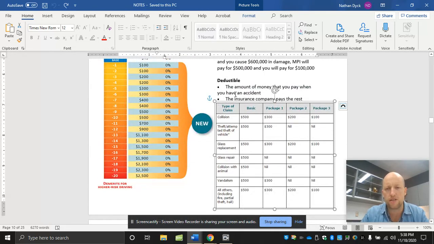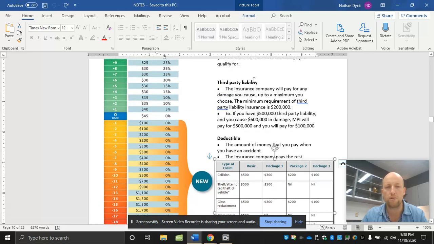This also causes your insurance to either go up or down based on which package you choose. If you're choosing the $500 package, it's going to be cheaper for your overall insurance. If you're picking the $100 package, because more is covered in there, it'll be more expensive. Just like third-party liability, if you choose a larger third-party liability, like $5 million coverage versus $200,000, it will cost you more.